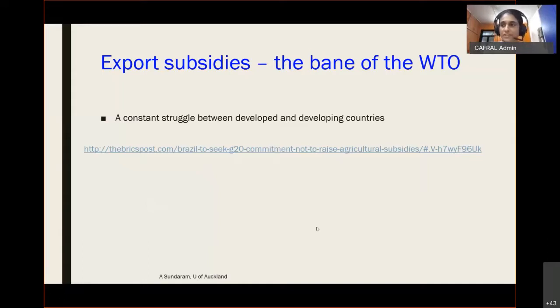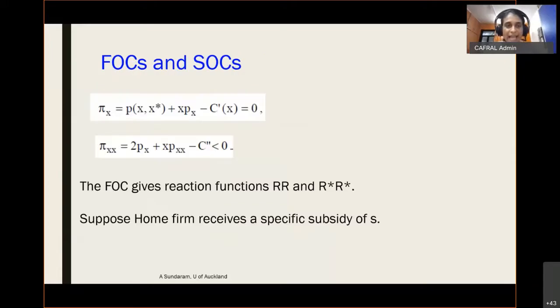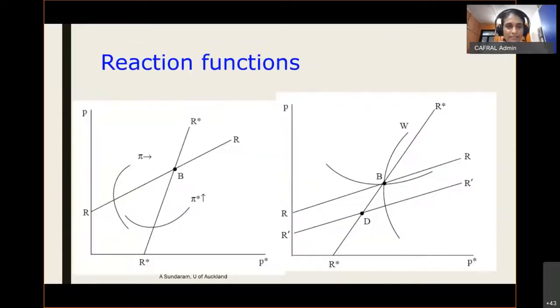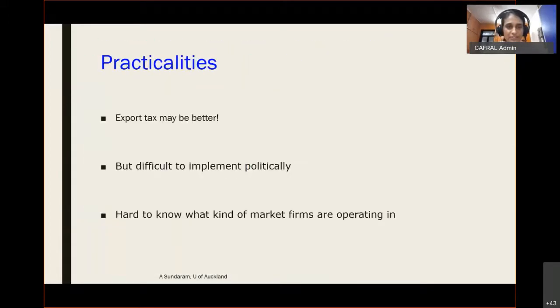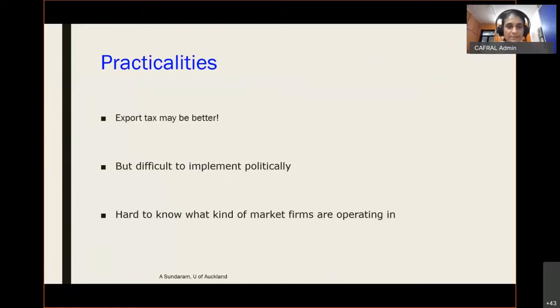Okay. Let me just conclude by giving one slide. And I have a few slides here talking about imperfect competition and what happens to export subsidies. And the answer to that question is, let me just jump straight to the answer here. Subsidies. So when you have imperfect competition, it really depends on which kind of market you're operating in. So whether you're operating in a Cournot competition or Bertrand competition, depending on that, it might be better.